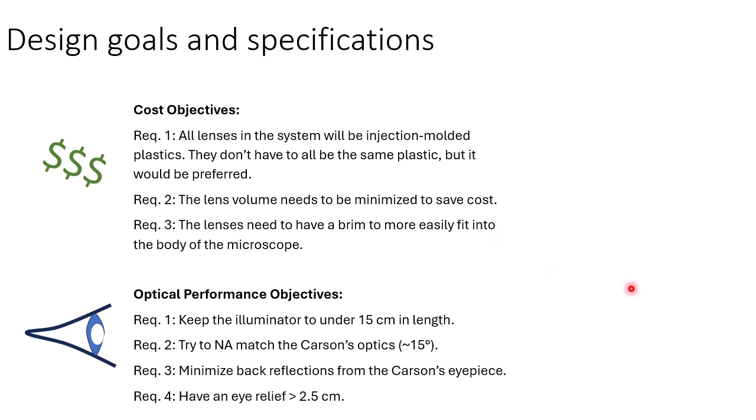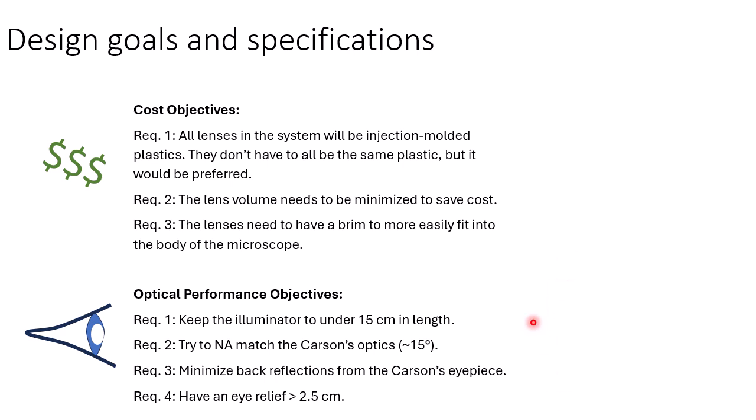Now, optical performance objectives. I want to keep the illuminator small, so I want to keep it under 15 centimeters in length. I'd like to NA match the Carson's optics, which I measured to be about 15 degrees. So that means that the image coming out of the top of our Carson forms a little triangle with the apex of about 15 degrees, 30 degrees.